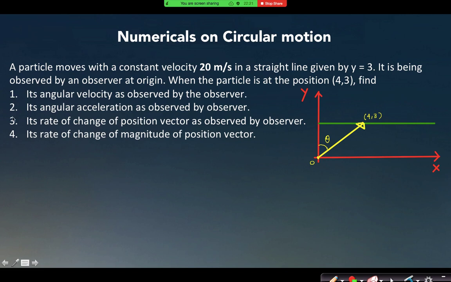Can you just try to find all these quantities from this given diagram? First, try to understand how do I solve the first question, the angular velocity as observed by the observer. Look, the angular velocity is nothing but d theta by dt, right? So how do I find d theta by dt? It is given that the particle is moving with constant velocity 20 meter per second. So suppose the particle is moving in this direction and this velocity is constant, 20 meter per second.